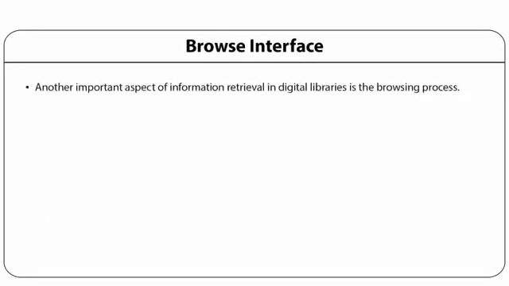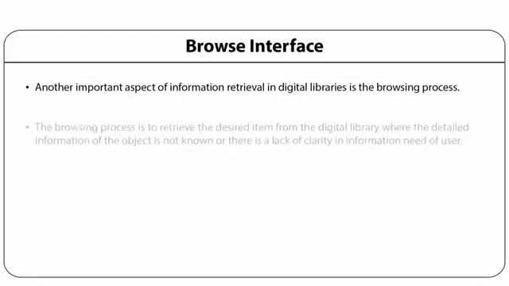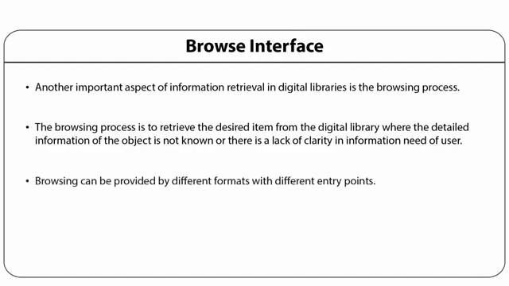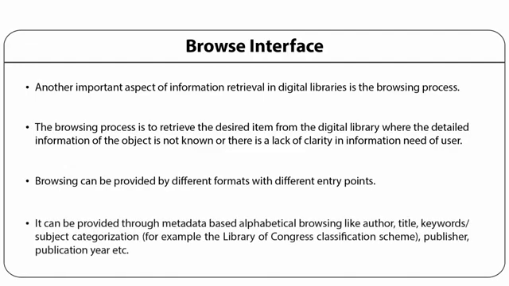Browse interface. Another important aspect of information retrieval in digital libraries is the browsing process. The browsing process is to retrieve the desired item from the digital library where the detailed information of the object is not known or there is a lack of clarity in the information needed by the user. Browsing can be provided in different formats with different entry points. It can be provided through metadata-based alphabetical browsing like author, title, keywords, subject categorization, for example, the Library of Congress classification scheme, or the publisher, place of publication, or other fields.